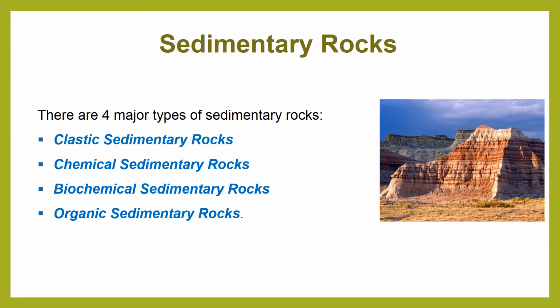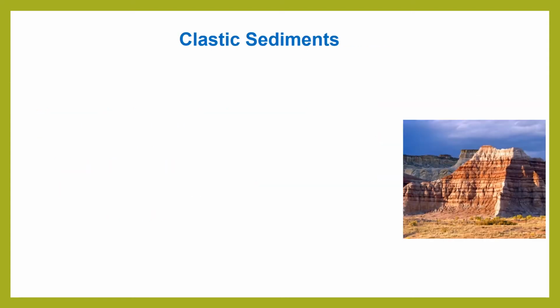Each one of them has a specific factor. The clastic one needs transportation and mechanical work. Chemical sedimentary rocks involve chemical reactions, dissolving, and so on. Biochemical sedimentary rocks, as we discussed before, and organic, which involves the organism.